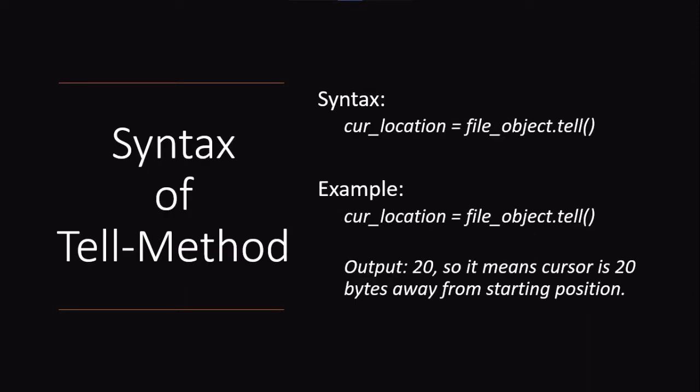Now let's see the syntax of the tell method. We can call the tell method on the file object, and the file object is the same one that we got from the open function. We know that the tell method returns an integer, so to store that we should assign it to a variable. A very small example: if I call this on some file object and it returns 20, it means that the cursor is 20 bytes away from the starting position.